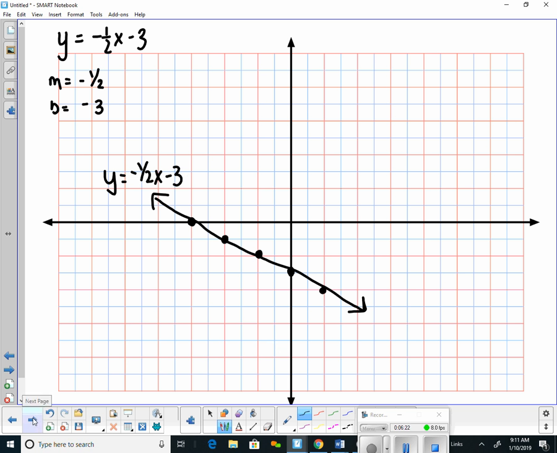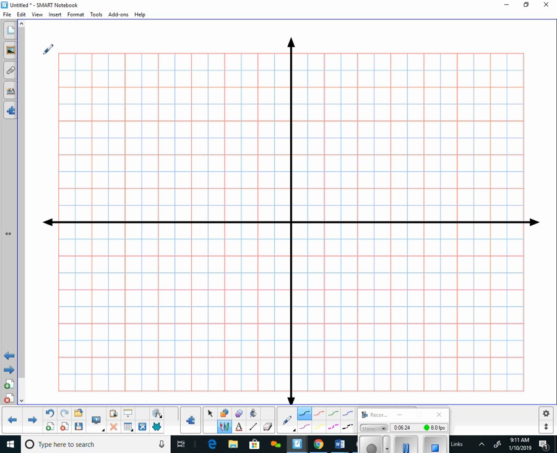Okay, let's do another one. So we have y equals 2/3 x, and let's go ahead and do minus 1. I'll trick you up on the next one. Now on this one, I want you to tell me what your slope and your y-intercept are.